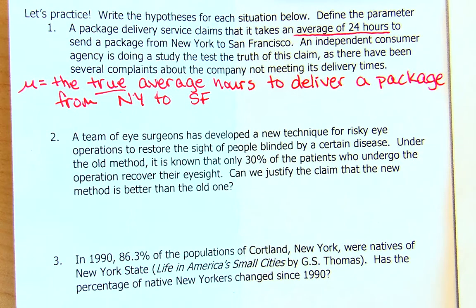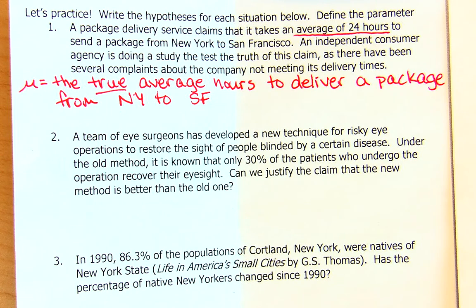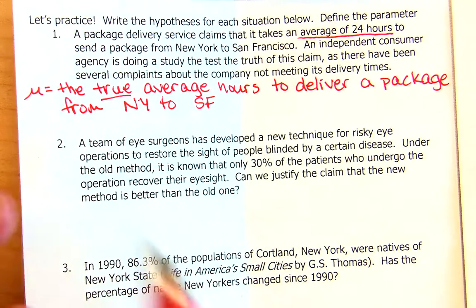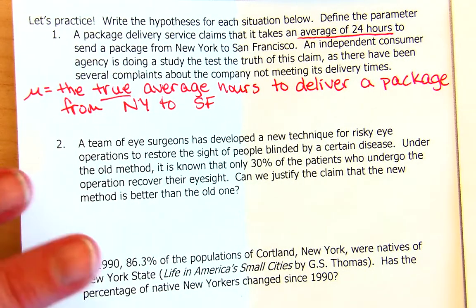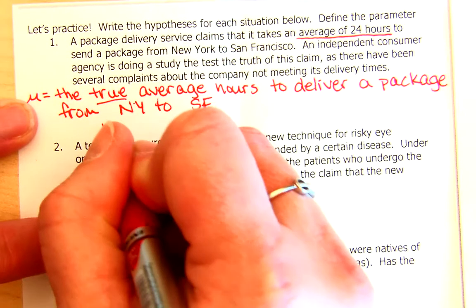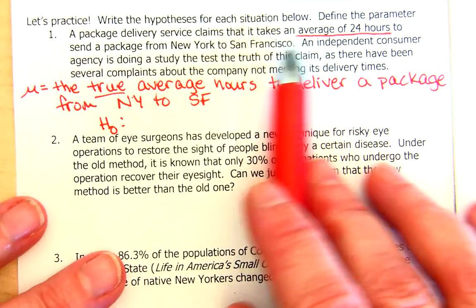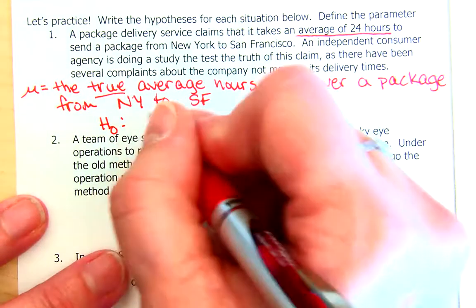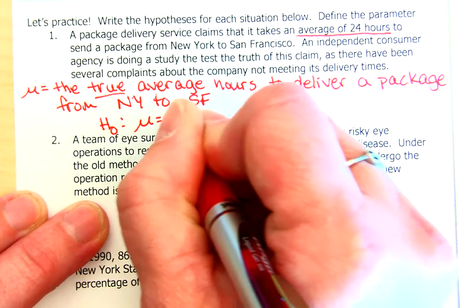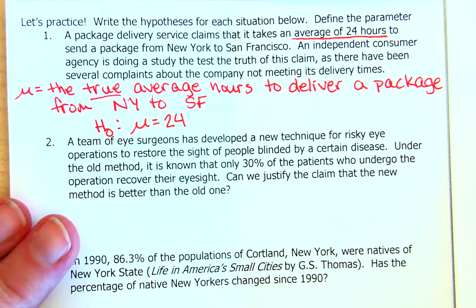So we're going back to where we had to define our parameter, define our proportion, all of those things. You need to be able to remember those. So here, this is the parameter of interest. So once we have that, H0 is always the equal sign. It's what do we think is true? What is the claim to truth? The claim is it takes 24 hours. So the claim is that the mean is 24.